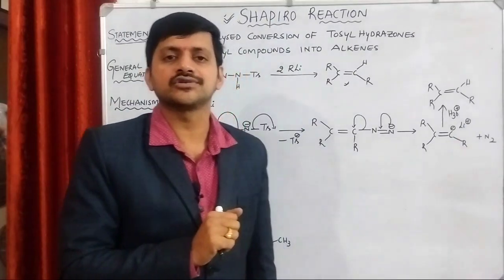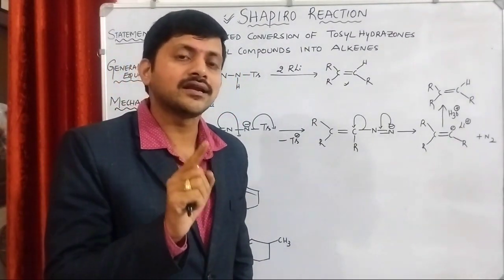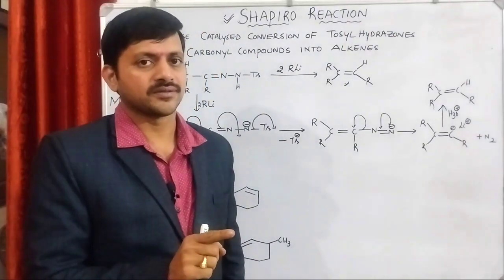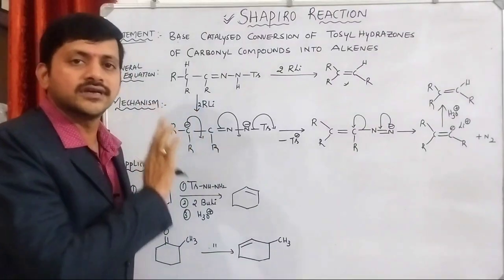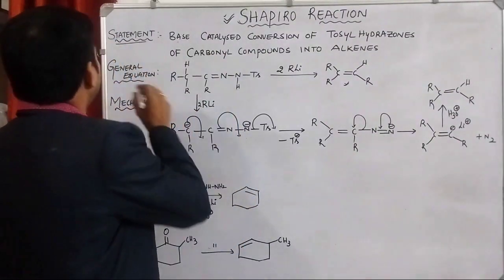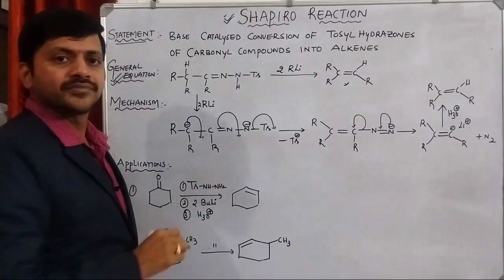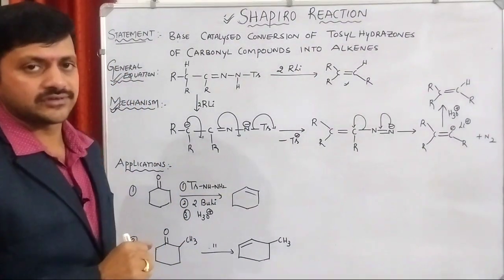If you see the mechanism, in case of the Bamford-Stevens reaction, the carbene intermediate is formed. But in this case, we are not going to observe any kind of carbene intermediate. The general equation is the same. The mechanism is different from the Bamford-Stevens reaction.